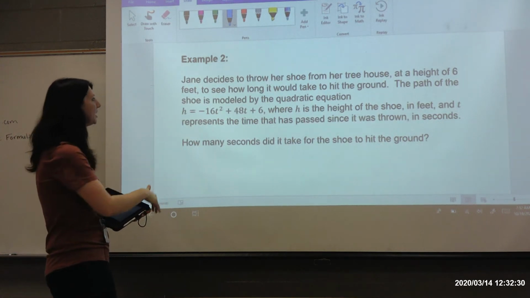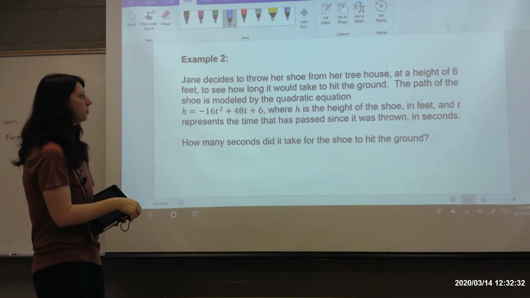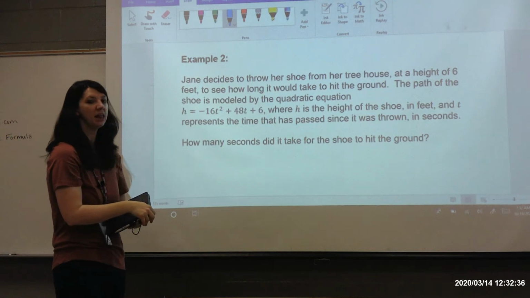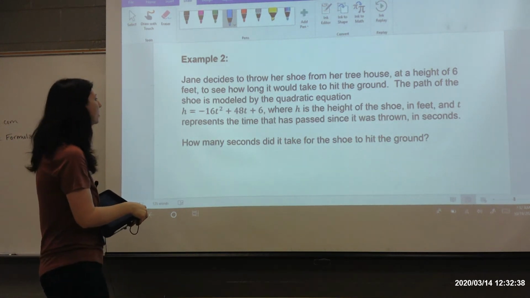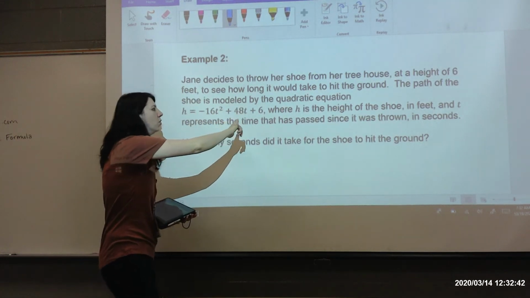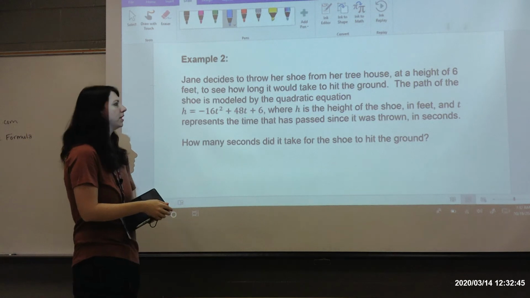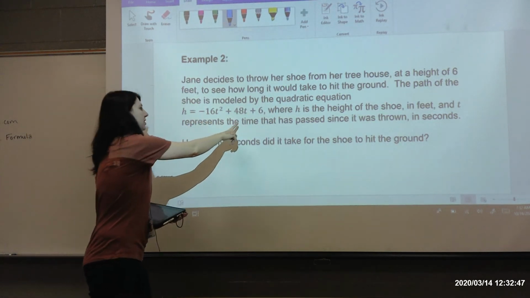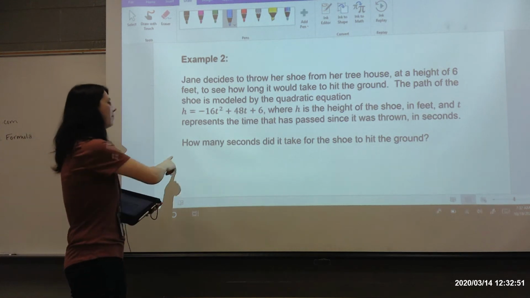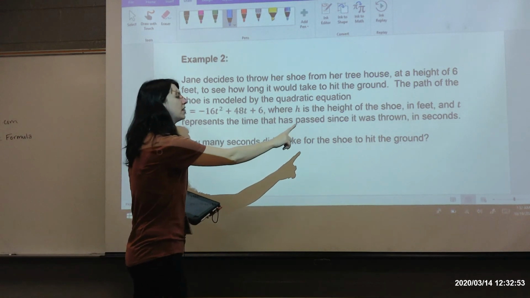Okay, so Jane decides to throw her shoe from her treehouse at a height of 6 feet to see how long it would take to hit the ground. The path of the shoe is modeled by the quadratic equation here, where h is the height of the shoe in feet, and t represents the time that has passed since it was thrown, in seconds. How many seconds did it take for the shoe to hit the ground?